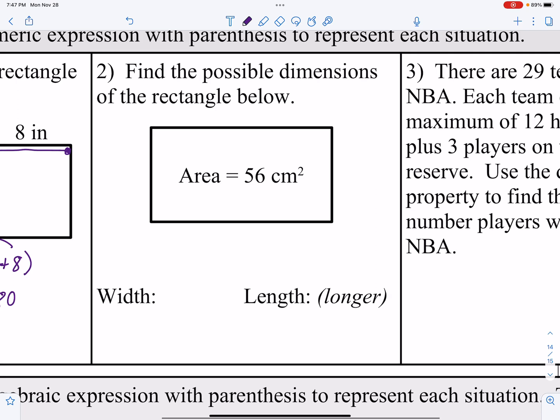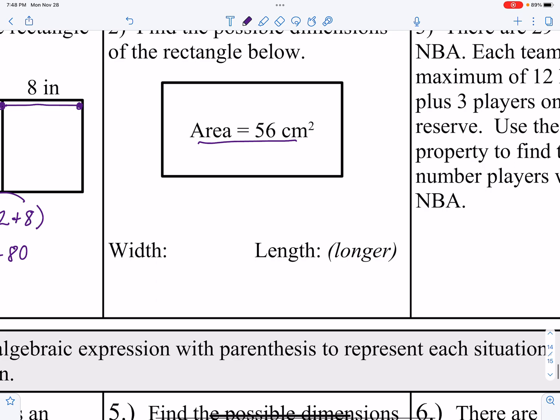They're saying find the possible dimensions of the rectangle below. So we know what the area is. We need to figure out what could the length and width be. So really, this is a factor problem. We were wondering what numbers could be multiplied together to make 56. And so when we're looking at this one, we can be setting up our little factor rainbow here. I know 1 and 56 is an option.